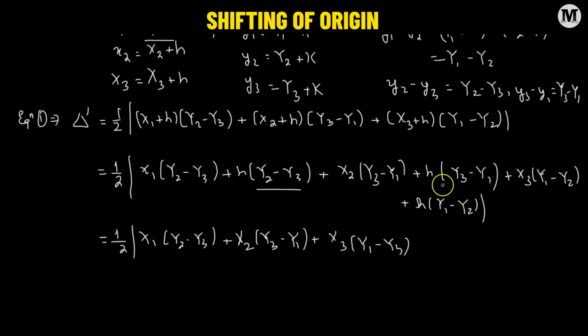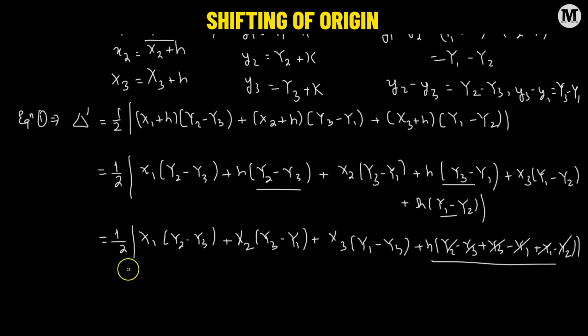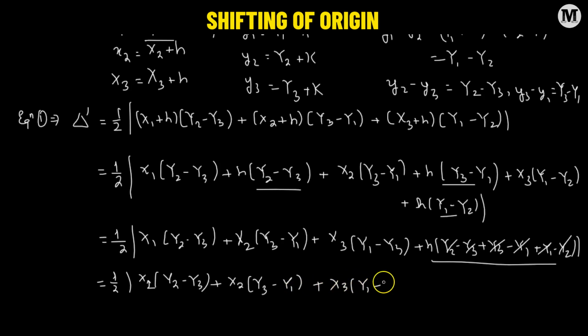Now we're going to combine these terms by taking h as the common factor. If we take h as the common factor, this gets multiplied by Y2 minus Y3 plus Y3 minus Y1 plus Y1 minus Y2. Here we can see that all the terms inside the parentheses cancel out. So this entire expression goes to 0. Now we are only left with half times the absolute value of X1 multiplied by Y2 minus Y3, added to X2 multiplied by Y3 minus Y1, plus X3 multiplied by Y1 minus Y2.